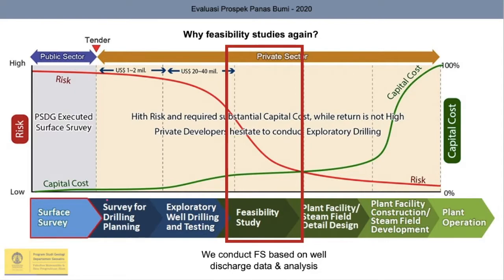So in this phase, we conduct feasibility studies based on the well discharge data and the analysis of the corings. For this week, we will discuss the reservoir evaluation based on the processes that occur in the reservoir that affect boiling or cooling. And for the following week, we will discuss the physical properties obtained from the corings so that we can assess the overall potential that can be served from a geothermal system.